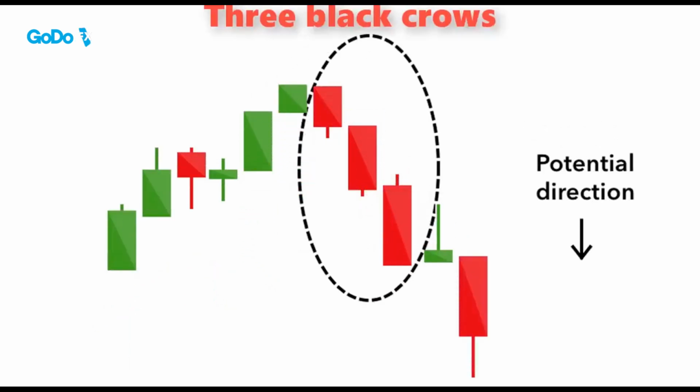Three black crows. The Three Black Crows candlestick pattern comprises 3 consecutive long red candles with short or non-existent wicks. Each session opens at a similar price to the previous day, but selling pressure pushes the price lower and lower with each close. Traders interpret this pattern as the start of a bearish downtrend, as the sellers have overtaken the buyers during 3 successive trading days.